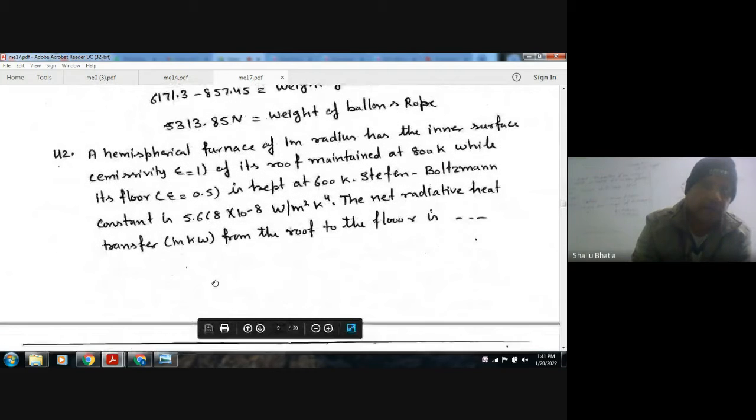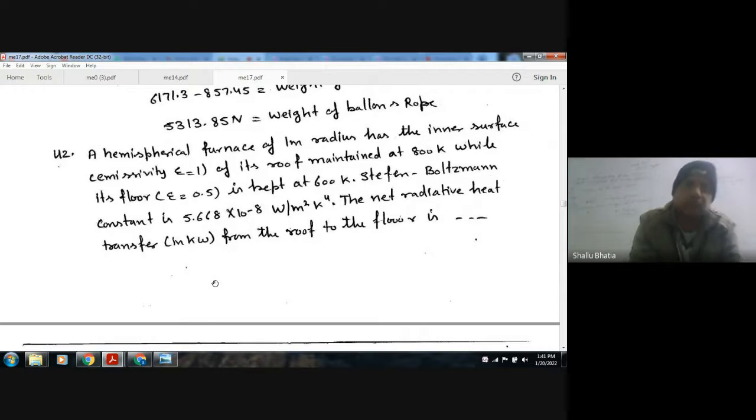Next, a hemispherical furnace of 1 meter radius has inner surface emissivity epsilon equal to 1 of the roof maintained at 800 Kelvin, while its floor, emissivity 0.5, is kept at 600 Kelvin. The Stefan Boltzmann constant is 5.668 into 10 to the minus 8 watt per meter square Kelvin to the fourth. The net radiative heat transfer from the roof to floor is.